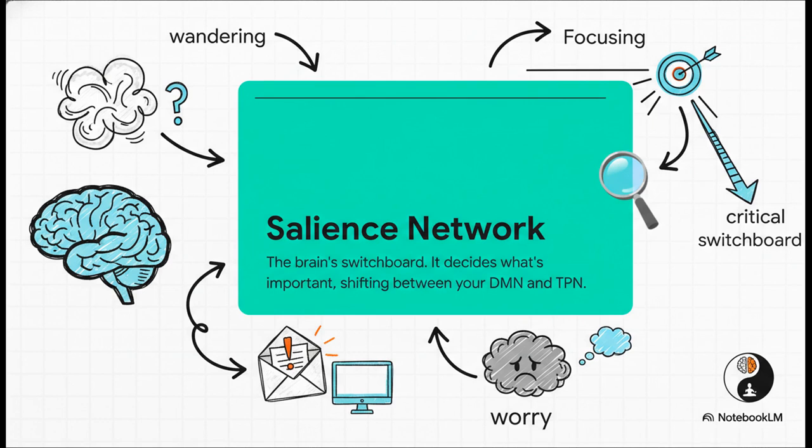So how do we switch between wandering and focusing? Well, that's the job of the salience network. Think of it as your brain's task manager. It's this critical switchboard that's constantly deciding what's important right now. It's asking, should I pay attention to this email or should I pay attention to that worry that just popped into my head? When this network is out of whack, we either feel completely zoned out or hyper-stressed because we just can't focus on what actually matters.